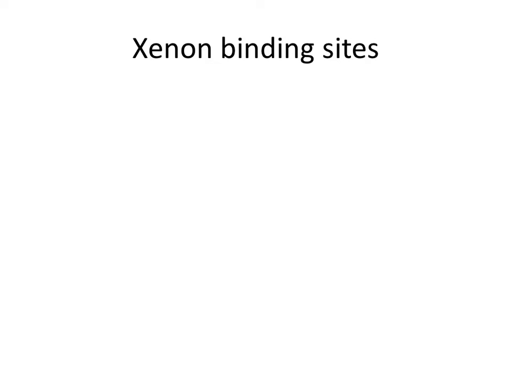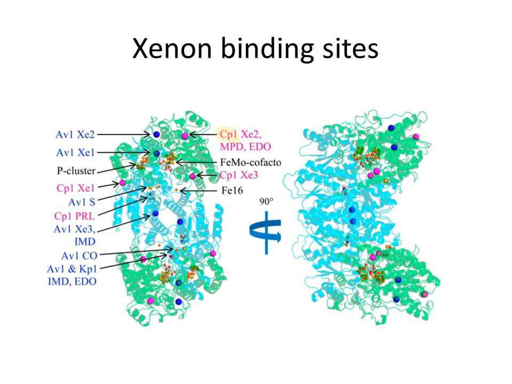When they solved the crystal structure of 2 different proteins that had been treated in this way, the CP protein and the AV protein, they both exhibited multiple xenon binding sites, shown here. Other data from other crystal structures showed small molecule binding sites. IMD and EDO are imidazole and ethane diol. So those binding sites are present in this structure, as well as carbon monoxide, sulfur, and iron atoms present in this structure.